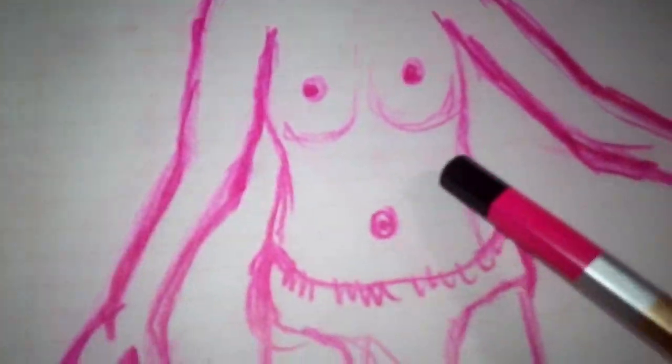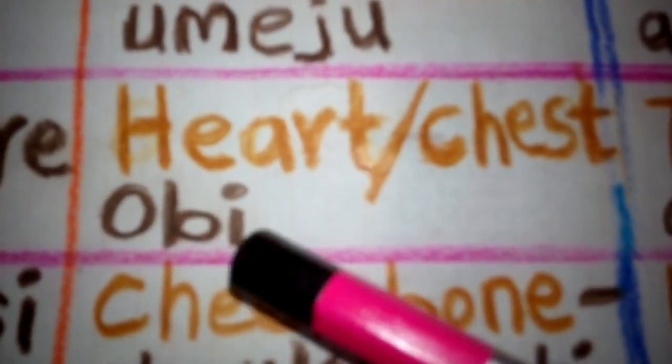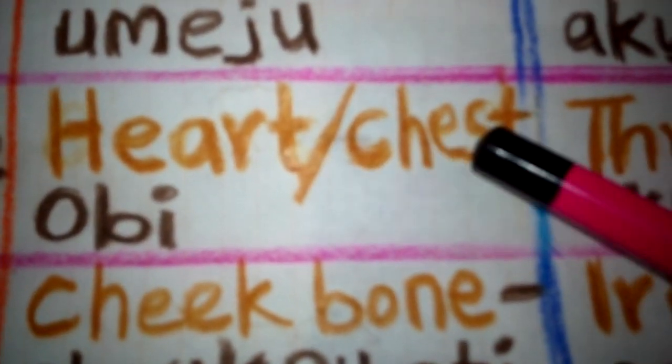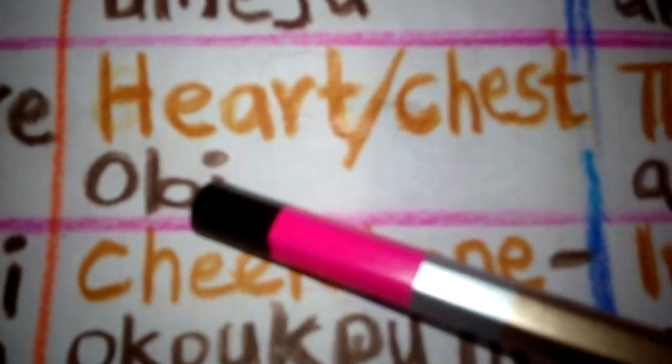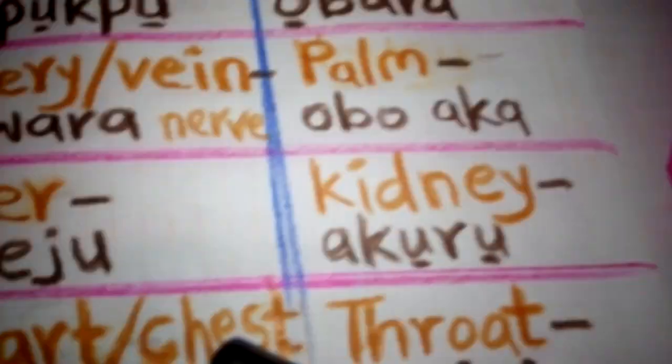Liver is somewhere here inside the body. Umeju. Heart, obi. So heart and chest are known as obi. Heart is inside. Chest is outside.